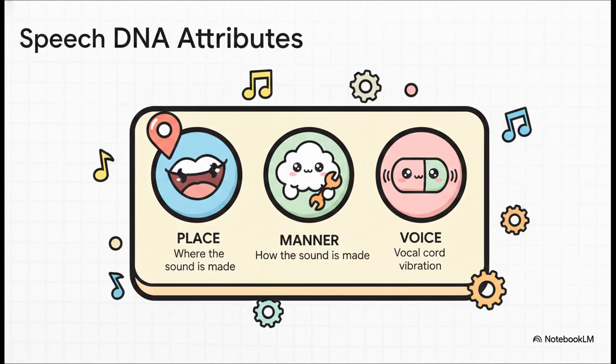You've got the attribute of place, telling you where to make the sound. You've got manner, telling you how to make it. And you've got voice, which literally just dictates whether your vocal cords should be vibrating or not, using a simple plus or minus value. It is quite literally a biological instruction manual for speech.